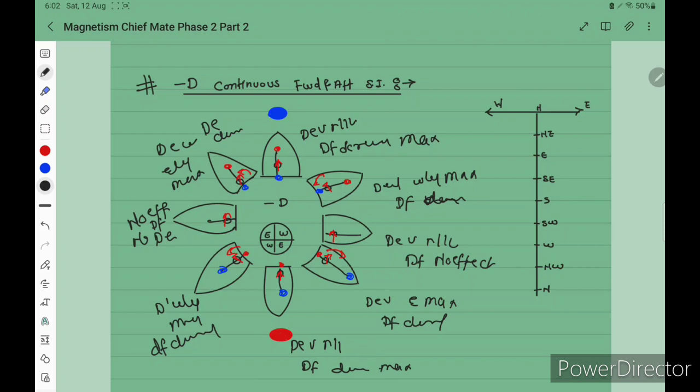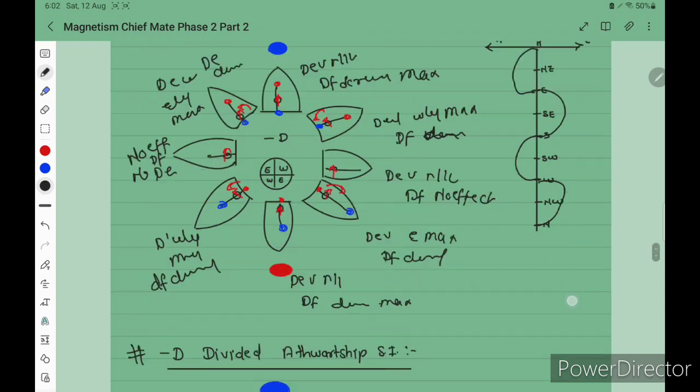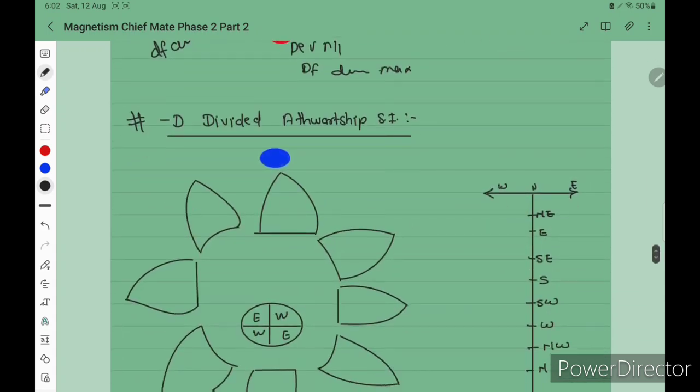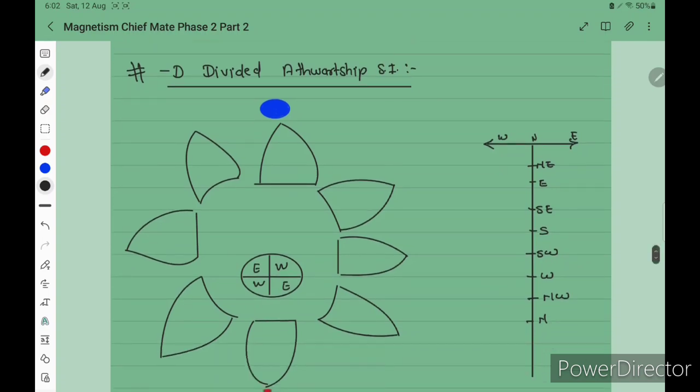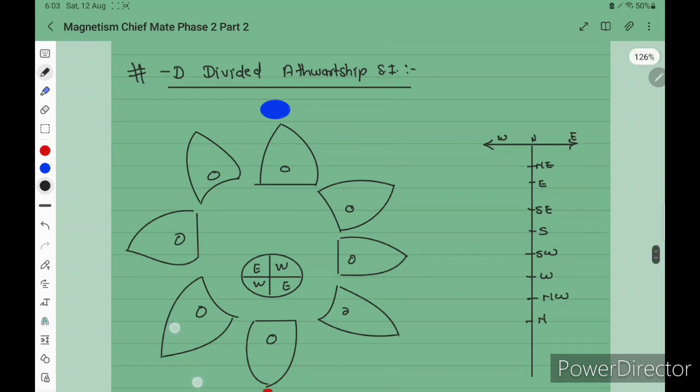Then how the graphs look: it is westerly, then easterly, then similarly minus D divided earthward shifts. So make the cardinal, intercardinal, make the earth magnetism, make the compass. Okay, now it is divided earthward shifts.